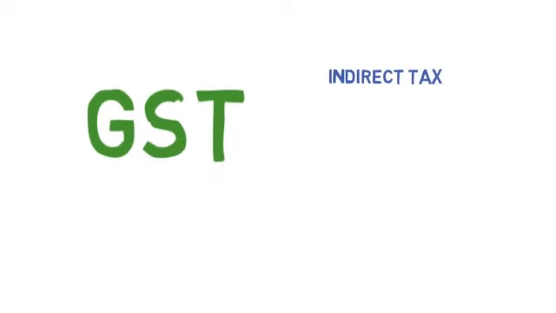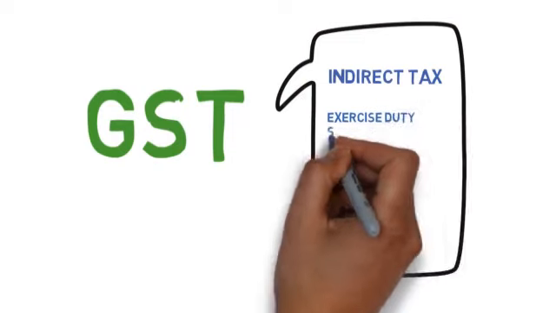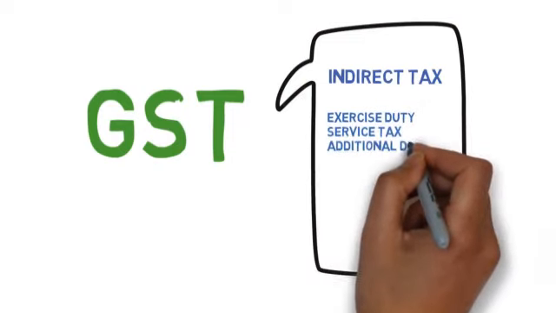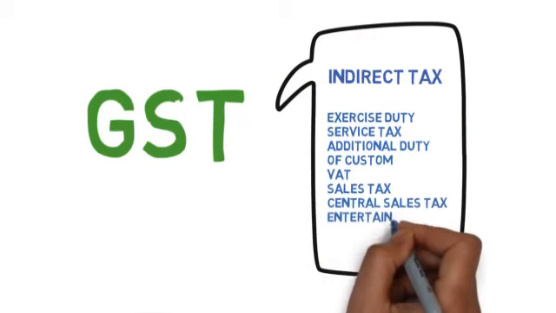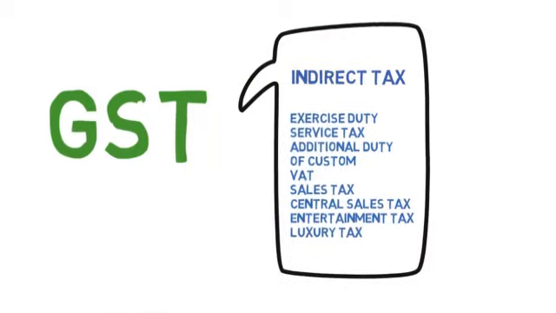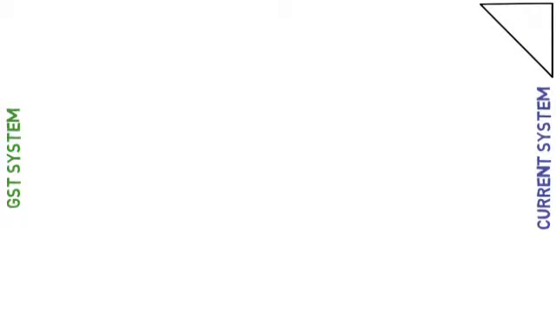GST will replace all indirect taxes, which includes excise duty, service tax, additional duty of custom, VAT, sales tax, central sales tax, entertainment tax, luxury tax, etc. So the question is, how GST is different from the current taxation system in India? I'll explain this with a simple example.